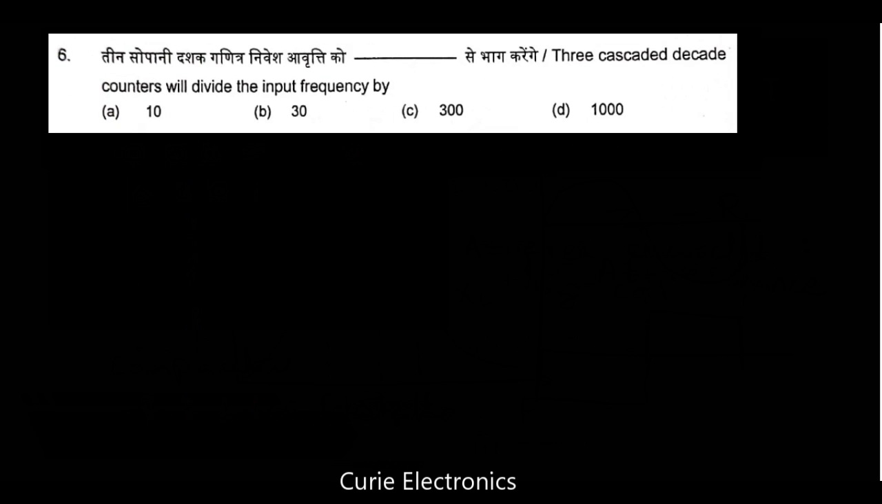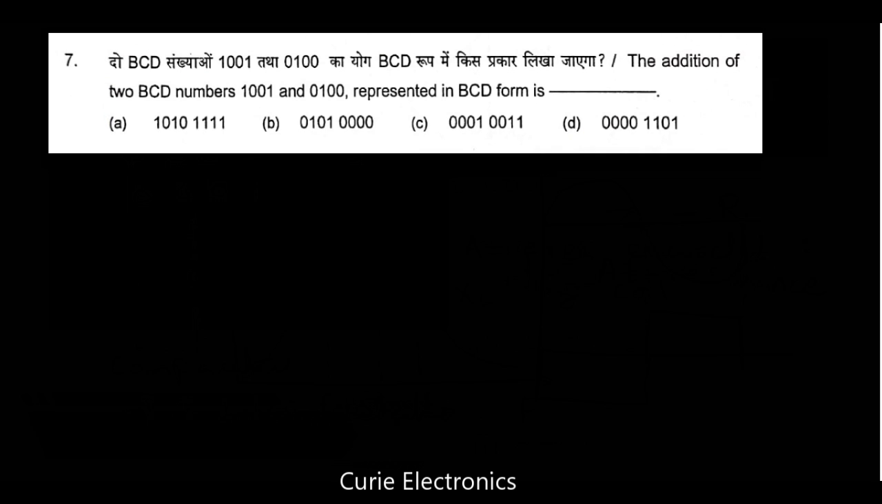3 cascaded decade counters will divide the input frequency by. The answer is option D, because a decade counter has got 10 states. Like that, we are cascading 3 decade counters, so the counter will divide the input frequency by 1000. 2 BCD numbers.